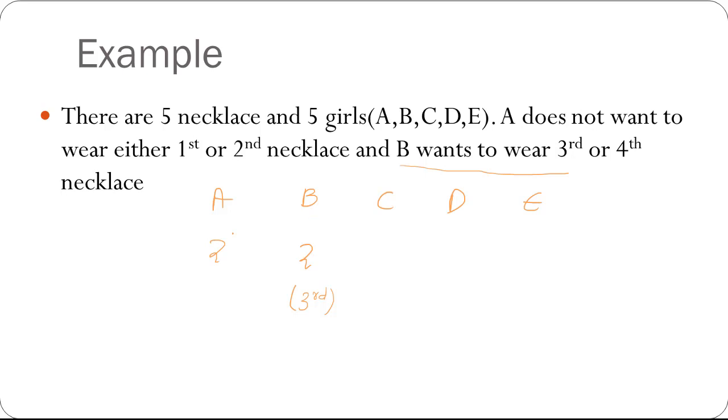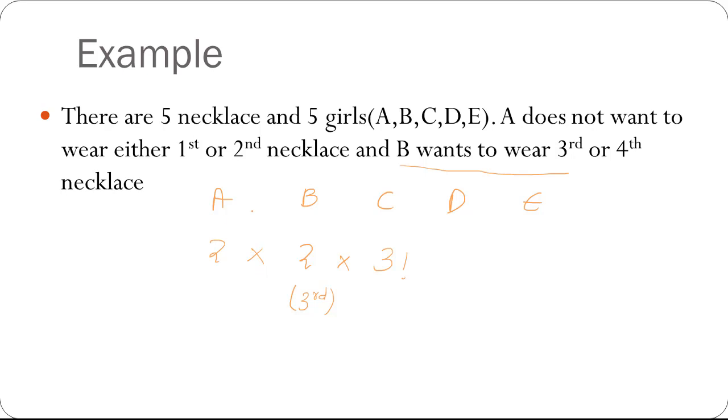Okay, so A and B are sorted. We have satisfied the positive and the negative condition. Now we are left with C, D and E, and we are left with 3 necklaces, right? So 3 people, 3 necklaces, that can be done in 3 factorial ways. Now since A and B and C and D were to be given the necklaces, we'll multiply, right?